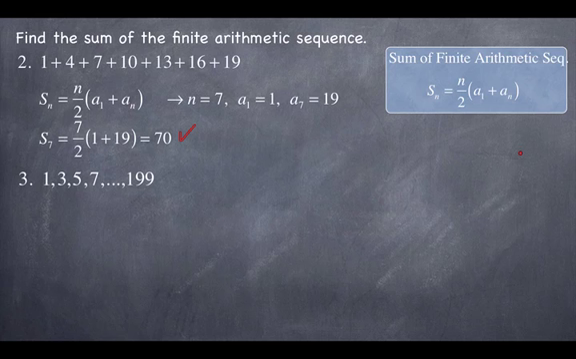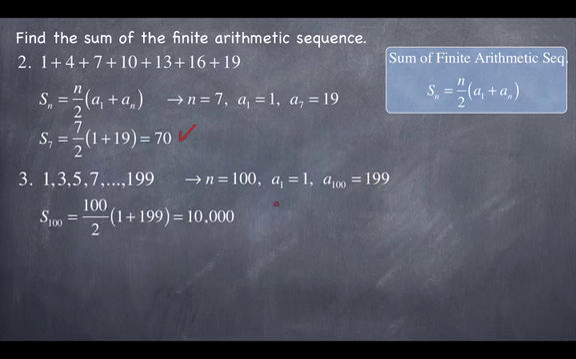For number 3, similar steps. You can apply the same formula. The n is 100 because you're actually adding 100 terms. Your first value is 1, the last value is 199. Plug this information into the formula, and you end up with 10,000.